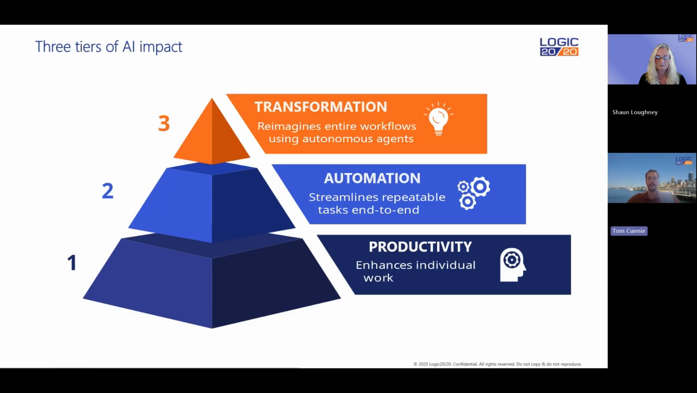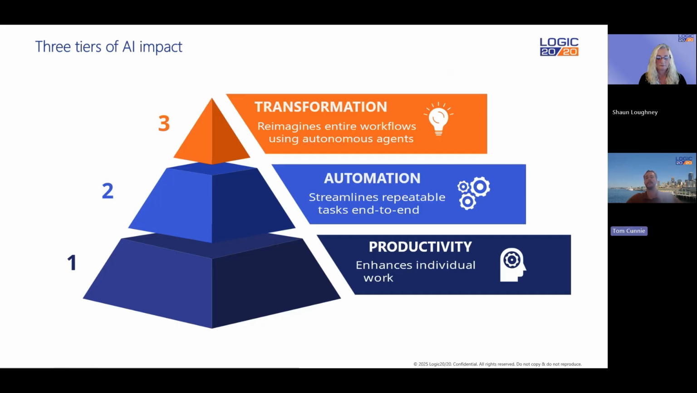And then there's the highest tier, transformation, reimagining entire workflows with AI agents. Here, AI doesn't just automate steps, it orchestrates them. Multi-agent systems can validate, execute, and escalate decisions autonomously. Imagine outage response or claims management being largely AI-driven with human oversight only for exceptions. This level has the potential to fundamentally transform how organizations operate.